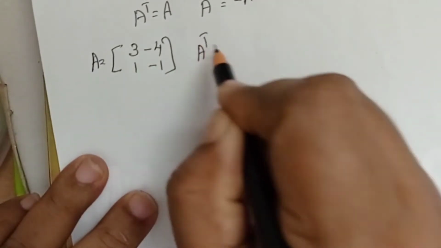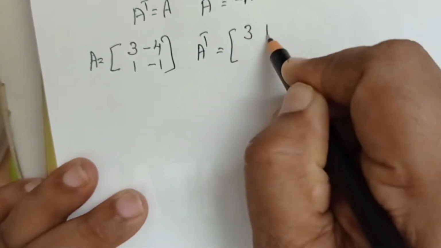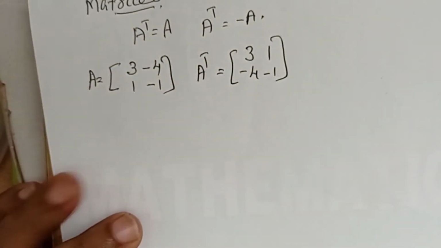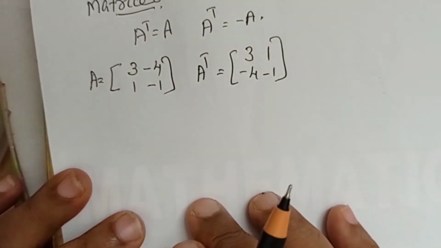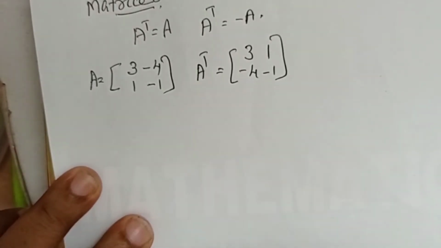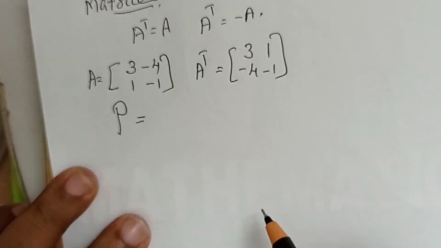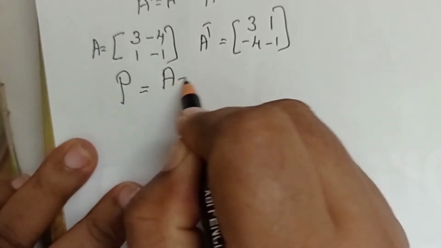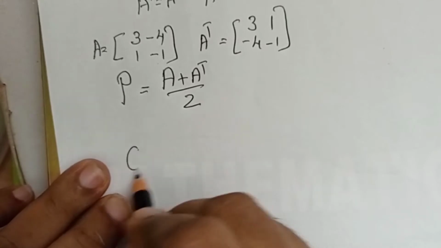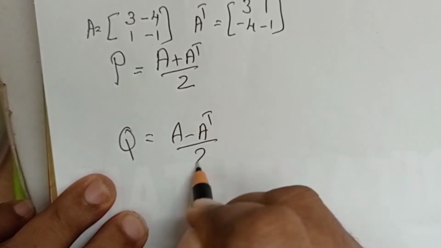Right. What is A transpose? A transpose is equal to [3, 1; -4, -1]. Interchange the rows and columns. Next, our aim is to express this as a sum of a symmetric and skew symmetric matrix. Then we can form a matrix P such that P is equal to (A plus A transpose) by 2 and Q is (A minus A transpose) by 2.